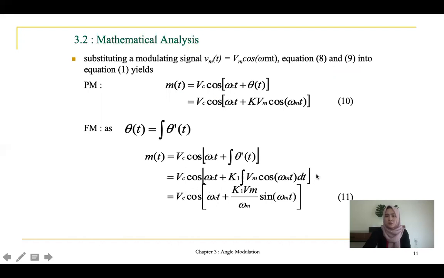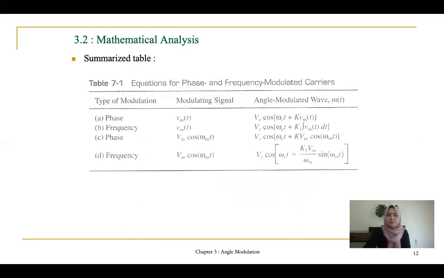And lastly, if you simplify, you can get Vc cos omega ct plus K1 Vm over omega m sine omega mt. So these are the formulas that you need to remember, this one and also this one. Okay, so this is the summarized table.